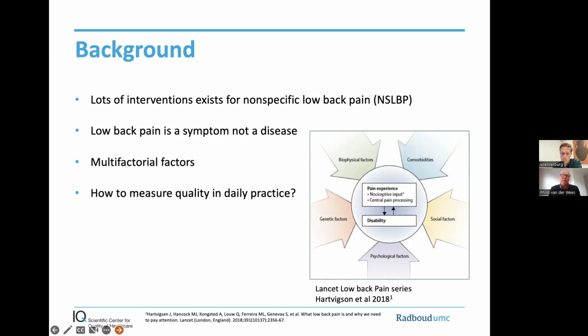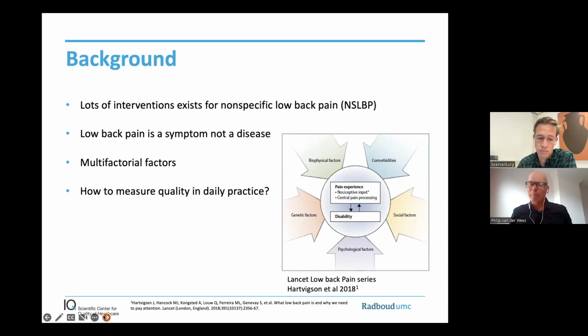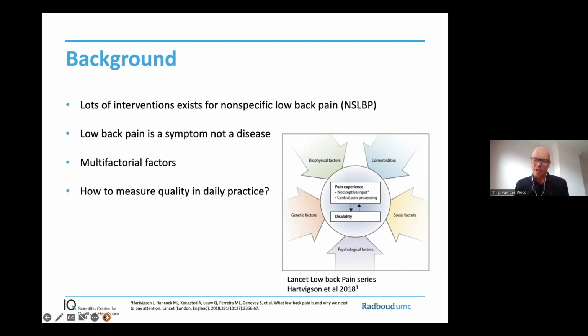So because of all these multifactorial factors influencing low back pain and treatments that exist for low back pain, we would like to learn more about what happens in actual physical therapist practice with low back pain patients, what are their treatments, and also what are their outcomes, and to monitor these outcomes and compare outcomes across practices in the field of physical therapy. And our main purpose of doing that is to create a learning environment in which physical therapists can learn from each other and use their outcomes and compare outcomes to improve the quality of their work.